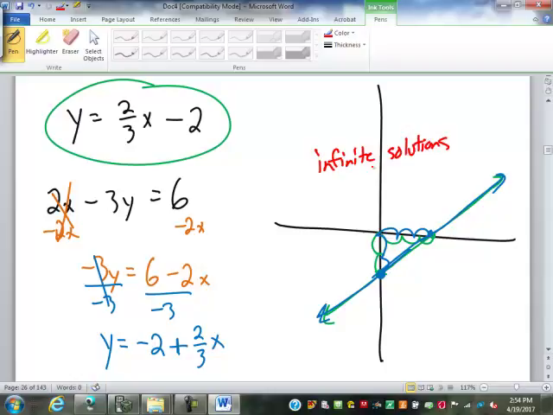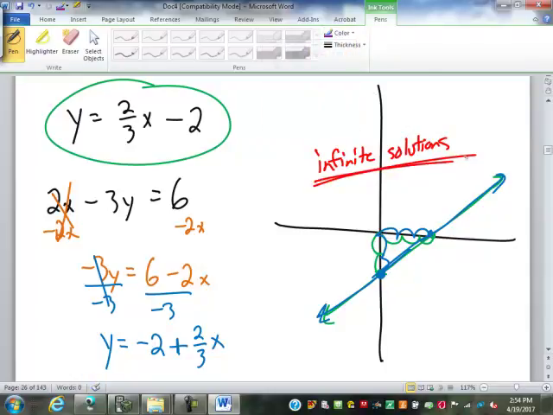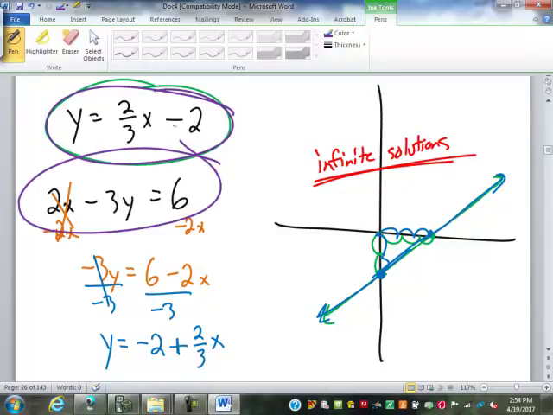And to state the solutions for this, we would just state one of the original equations. So either one of these two equations could be listed. They're solutions because they overlap the whole line. The complete line is an equation. So I'm just going to list y equals 2/3 x minus 2 as my solution. Because every point on that line is a solution to both equations.